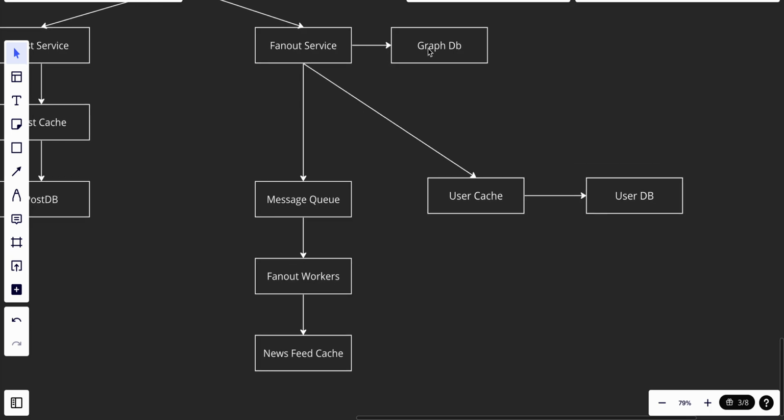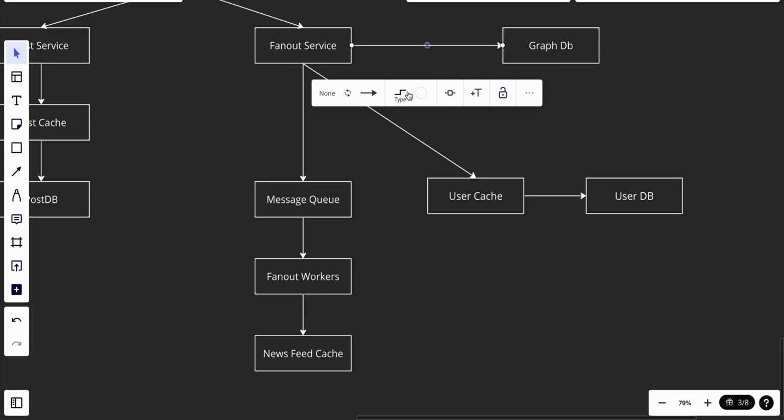Let me just type text. Can we make it? No, text. I don't like that from Miro. Just a shame, I don't know why they're doing it like that. It's just such a shame.